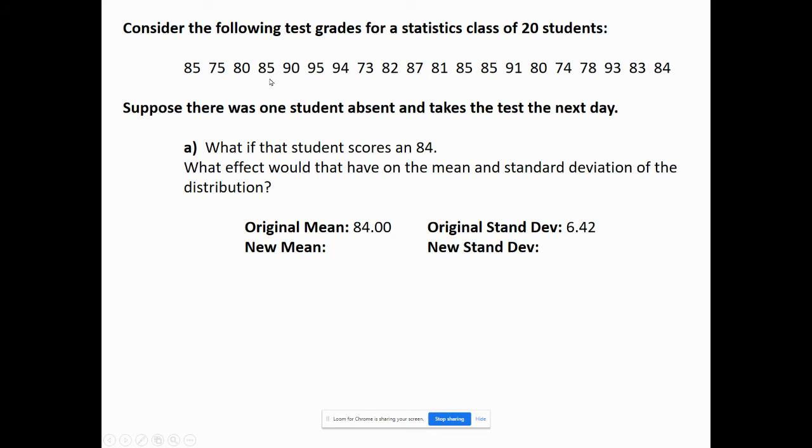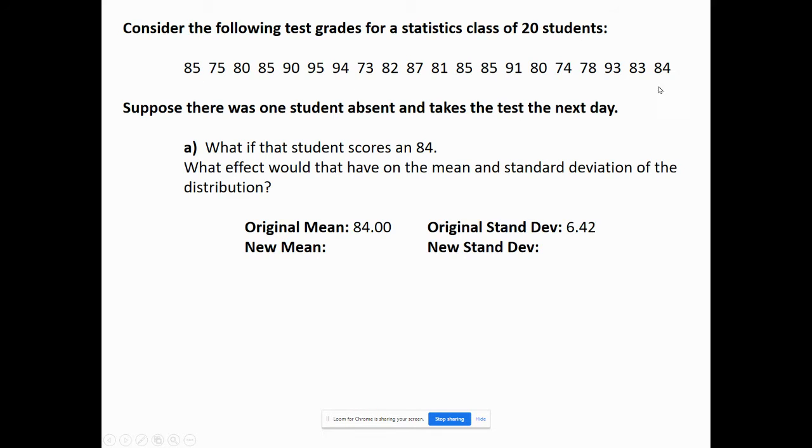All right, so this is the original list of 20 students, the grades of the 20 students. Suppose there was one student absent and takes the test the next day. What if the student scores an 84? What effect would that have on the mean and standard deviation of the distribution? So we already calculated the original mean, the original standard deviation. Now what we're going to do is add in one more score of 84.